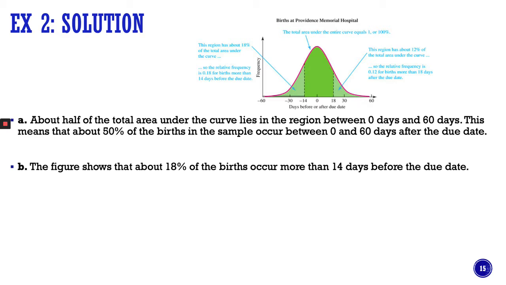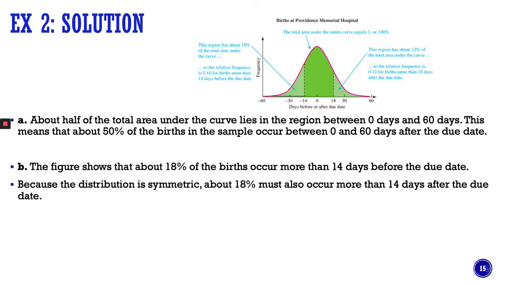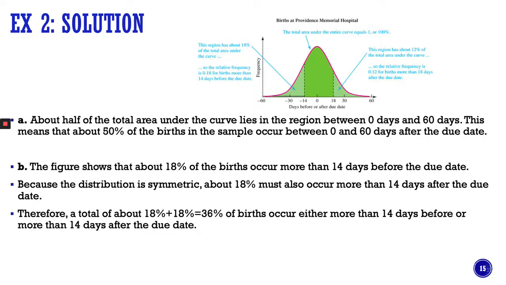The figure shows about 18% of the births occur more than 14 days before the due date. Because the distribution is symmetric, that means about 18% must also occur more than 14 days after the due date. Therefore, a total of 18 plus 18 equals 36% of births occur either more than 14 days before or more than 14 days after the due date. And we're going off of the information that they gave us.